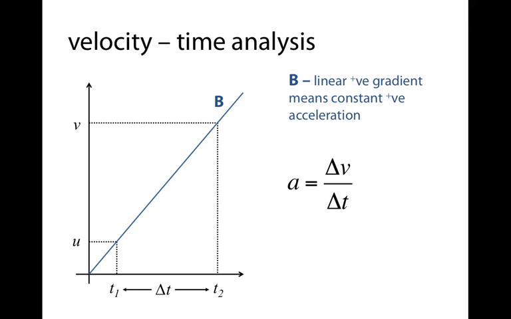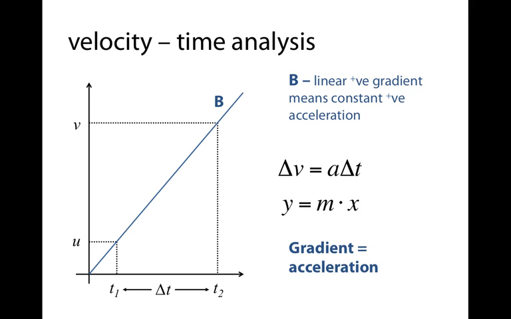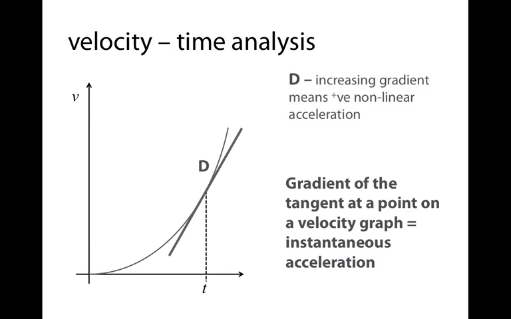The gradient of a velocity time graph gives you the acceleration. Same reasoning as before, equation of a straight line, so gradient is acceleration. And spot the pattern there. Gradient of a displacement time graph gives you velocity, gradient of a velocity time graph gives you acceleration. And again, if you want to find the instantaneous acceleration, the acceleration at a particular point in time on a curved velocity time graph, then you'll have to choose a point, draw a tangent, and find the gradient of that tangent.